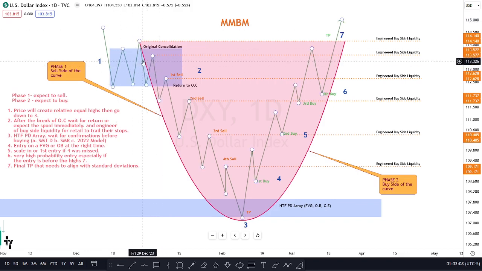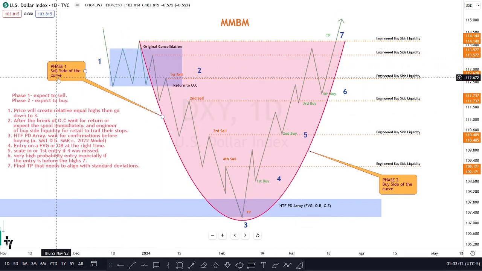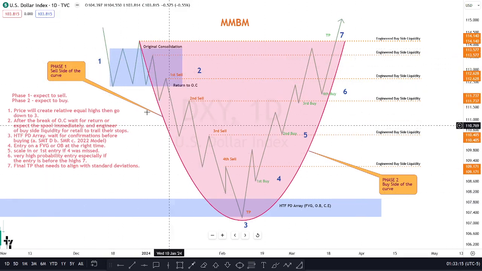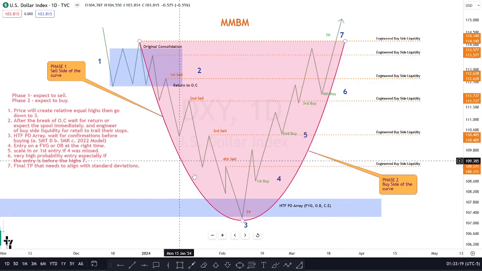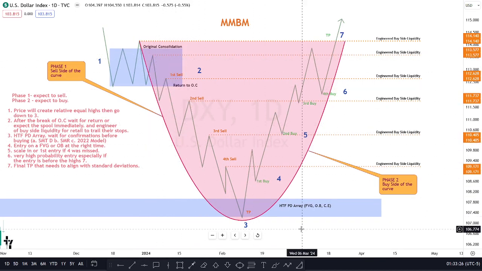So what is happening? You see the original consolidation. Let me mention this: this is a buy side of the curve, this is the sell side of the curve, and this is the buy side of the curve. If you want to participate on the sell side of the curve, you may ask, what will make me know that this is the market maker model? What will I see that will alert me and tip my hand and say, yes, come in, this is the market maker model? Do not worry, I've got you covered on this one.